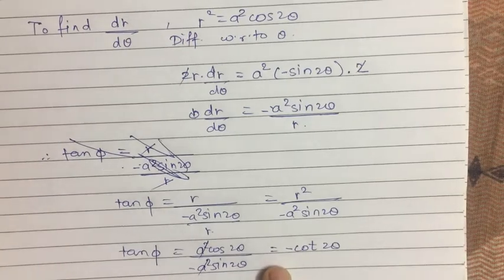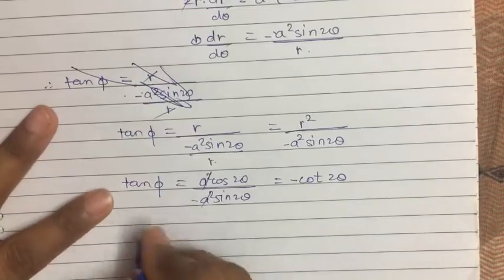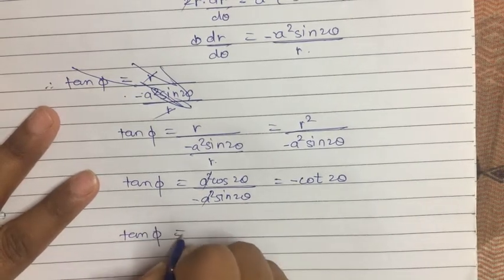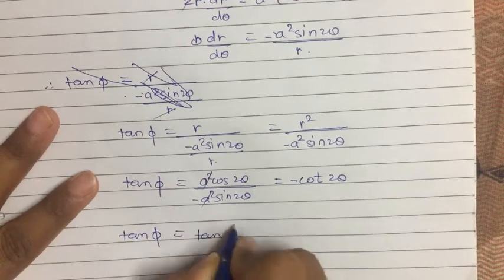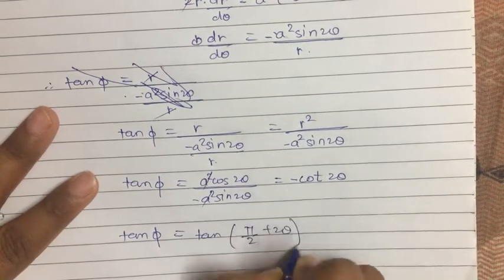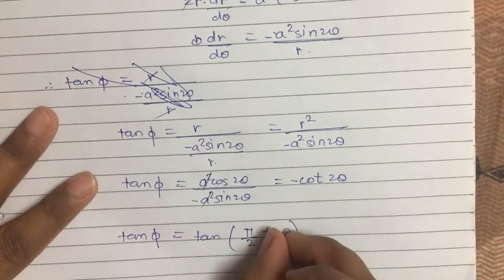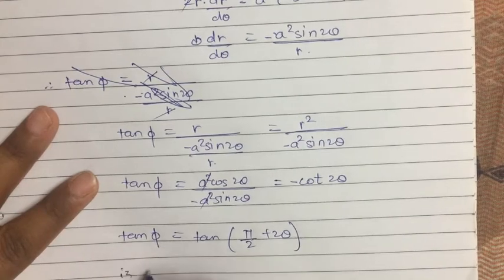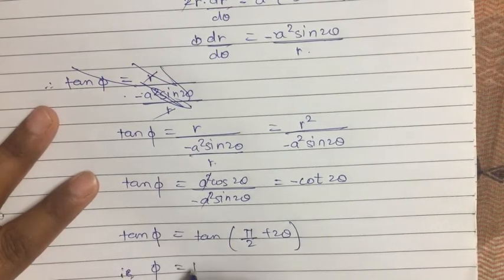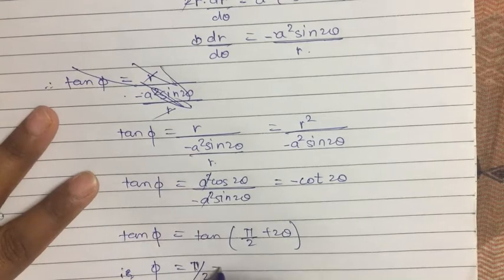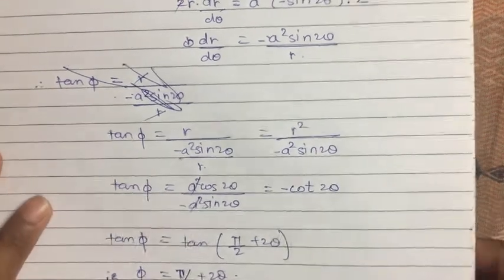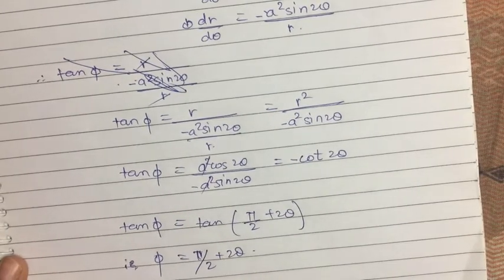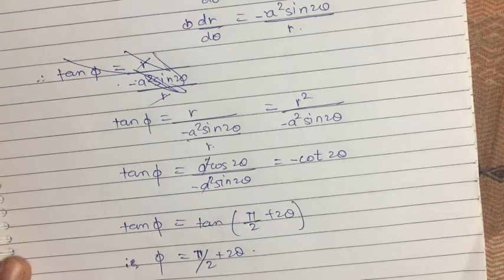Now to convert minus of cot, we will add pi by 2 to make it tan. So tan phi is equal to tan of pi by 2 plus 2 theta, because tan of pi by 2 plus any angle becomes minus cot of that angle. Taking tan inverse, you will get phi is equal to pi by 2 plus 2 theta.